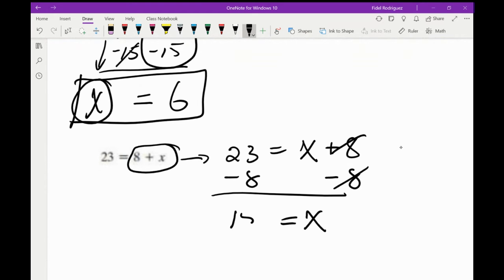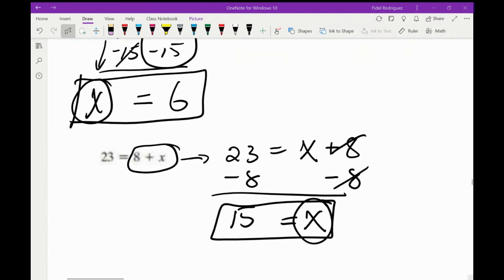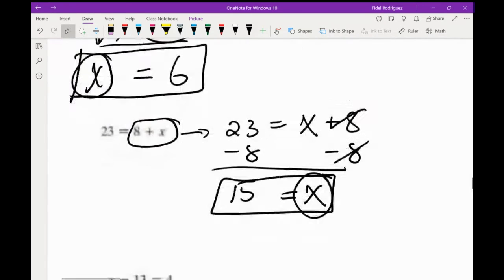And then 23 minus 8 is just going to leave me with 15. And again, the letter is by itself. Again, it doesn't really matter if the letter is on the left side or the letter is on the right side. Really what matters is the letter by itself. Okay?